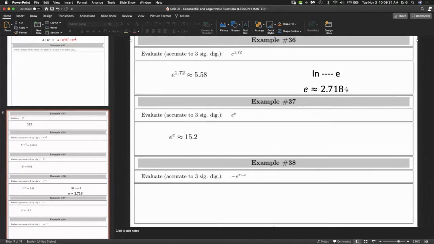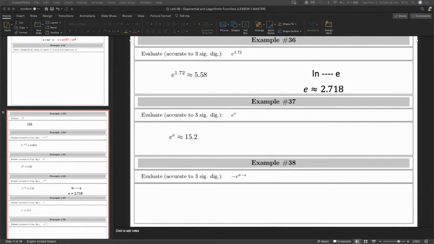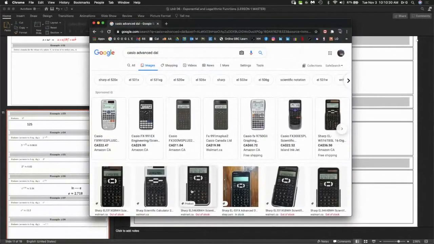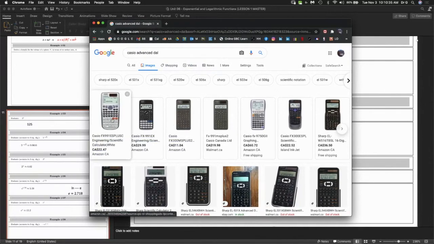When I put E to the power of E, it shows an error. Okay, so Anthony, what calculator do you have? Is it Casio? Sharp. Yeah, it depends on the model of the calculator. All these calculators are different. So let me see here. Casio Advanced. Hang on a second. Okay, so I'm looking at the Casio right now. Okay, I'll do the Sharp as well.